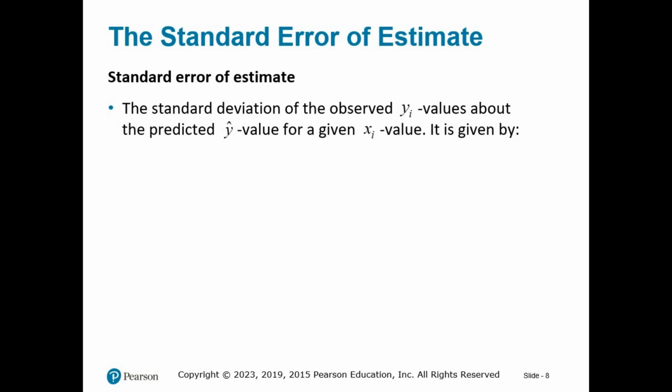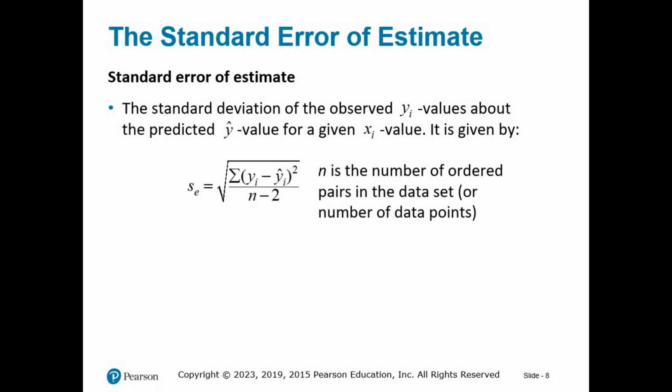It is the standard deviation of the observed y values about the predicted y values for a given x value. It is given by this formula, where n is the number of ordered pairs in the dataset, or the number of data points. We read this S sub e, denoting the standard error of estimate, equals the square root of the sum of y sub i minus y hat, which should look familiar because it's the same as the deviation used in unexplained variation, the sum of those squared values divided by n minus 2.